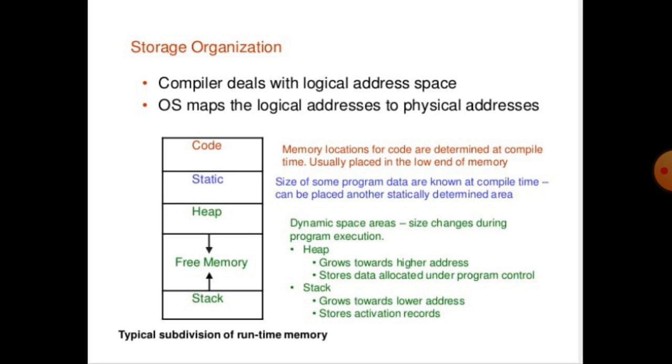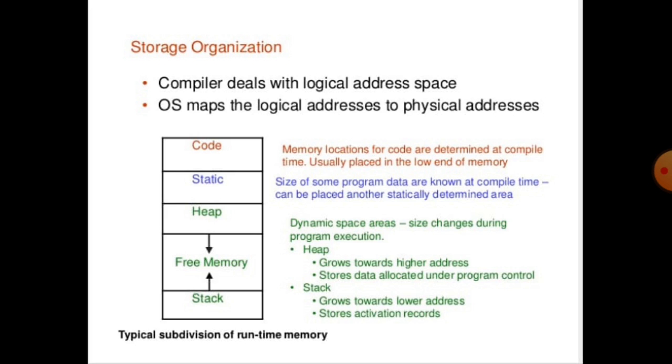The memory locations for code are determined at compile time, usually placed in the low end of memory. And in static, the sizes of some program data are known at compile time. It can be placed in static. And the rest are the dynamic space areas, whose size changes during program execution.